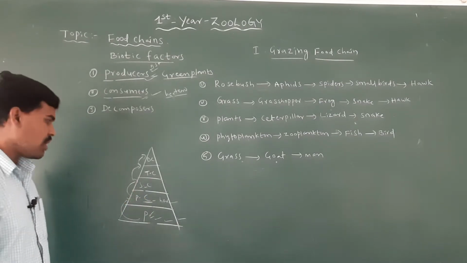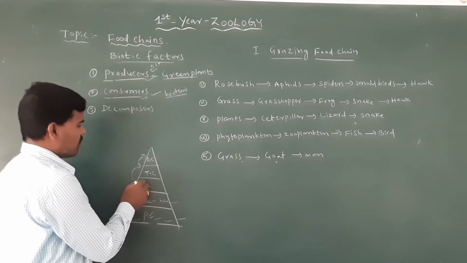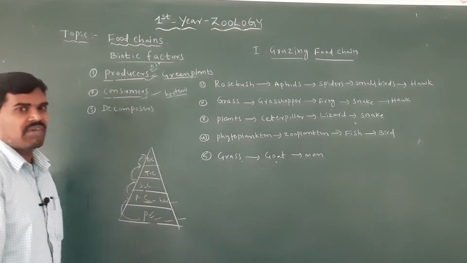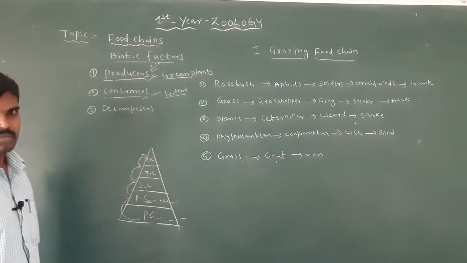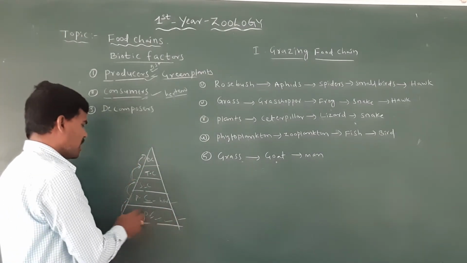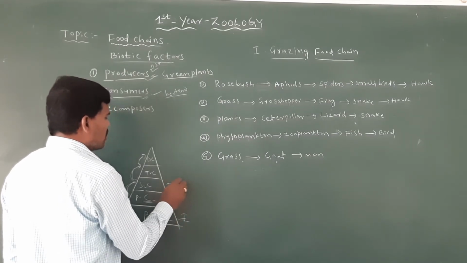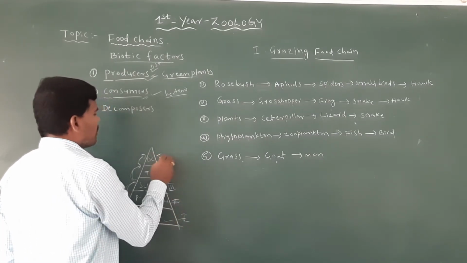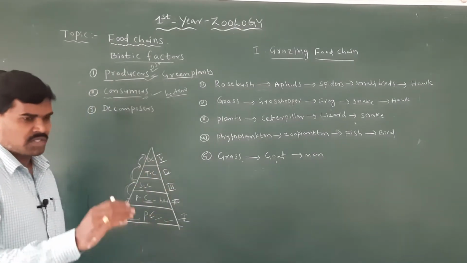So energy flows, or transforms, from one trophic level to another. Food energy flows from the first trophic level to the last trophic level: first, second, third, fourth, and next the fifth trophic level, one by one.